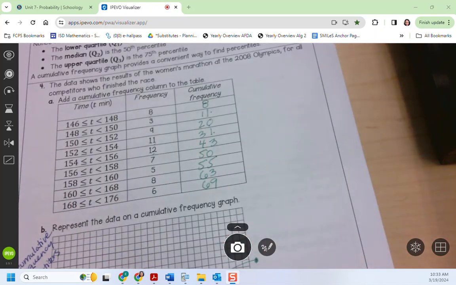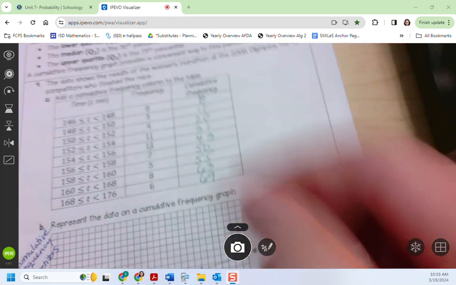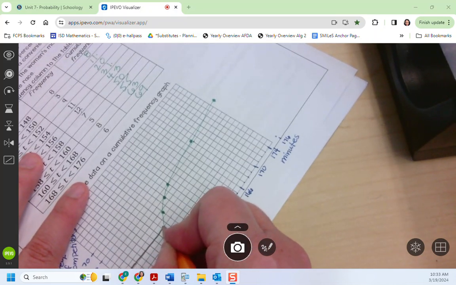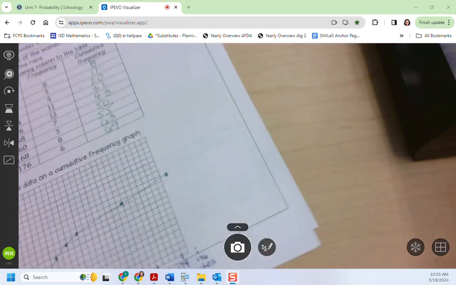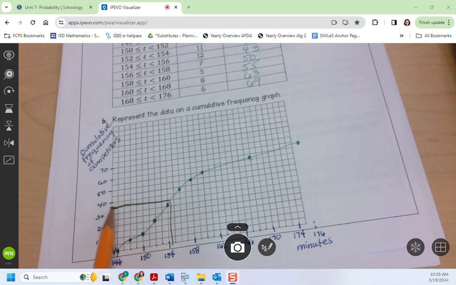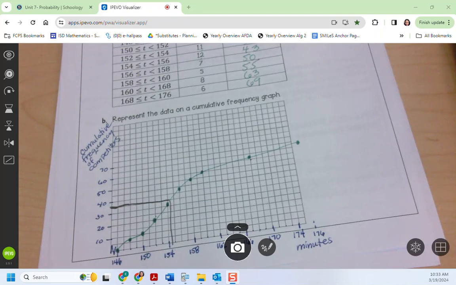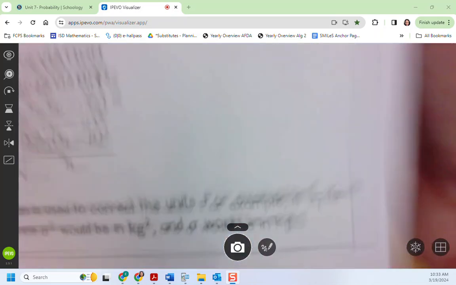So here's 35. For some reason, straight lines are really hard for me today. 35. Okay, so it looks like it's going down right between these two boxes. So I'm going to say my estimate would be about 134.5. Does that make sense? Do you see what I did there? I looked at the 35th competitor, and then I looked down to see what their time would be. I got 134.5. Wait, is that 154.5? I can't read my own handwriting. Sorry about that. So 154.5 minutes.